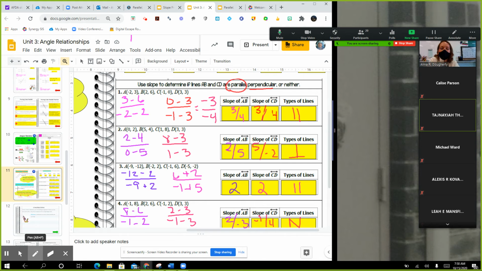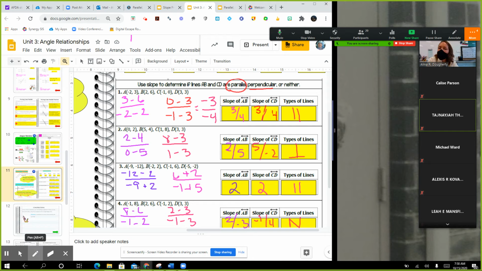Okay. What about number 2? Who did that one? Is perpendicular correct? Sweet. What about number 3? Is it right? Is number 3 parallel? Hopefully nobody did number 3. Did anybody do number 4? Is it neither? Okay. So make sure you grab those.